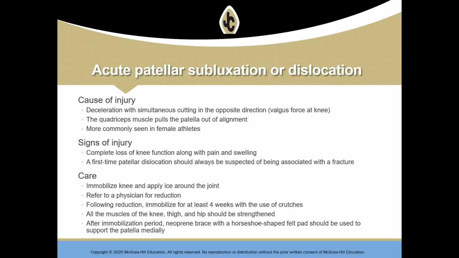Signs of the injury: complete loss of knee function along with pain and swelling. A first-time dislocation should always be suspected of being associated with a fracture. Immobilize the knee, refer to a physician. Following reduction, you can be immobilized up to 4 weeks on crutches. All the muscles should be strengthened around the knee, hip, and thigh. After immobilization, use neoprene sleeves or a horseshoe to help stabilize the patella. You should not really try to relocate these, although it may be relatively easy. If you just straighten out the knee, it usually will pop back in.